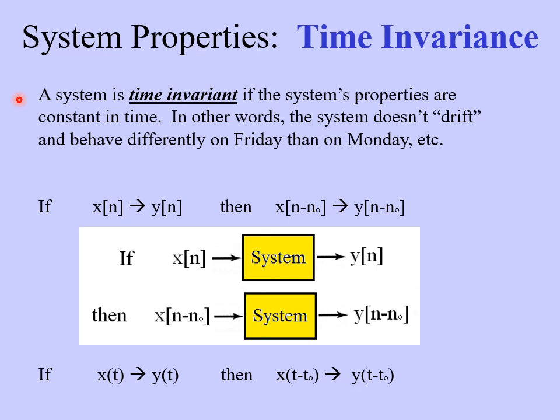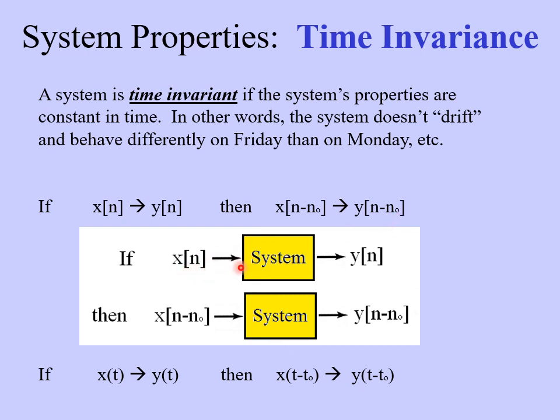One way to think of this mathematically is if we have some sequence x of n that produces an output y of n, then if we delay our input x of n by some amount n naught, the output will be the same, y, but delayed by the same amount. In other words, if we delay the input by 5 days, then the system is going to produce the same output delayed by 5 days. So this is time invariance.